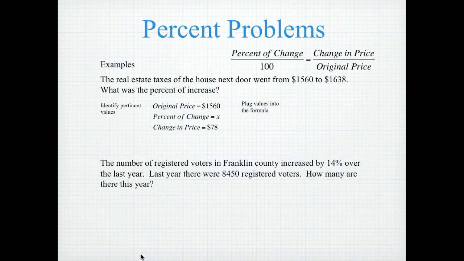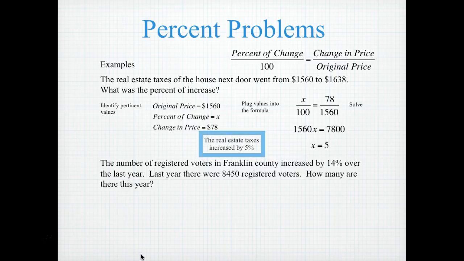Now we just need to plug these values into our formula. We end up with x over 100 is equal to 78 over 1560. Since we have a proportion, we can solve by finding the cross product, which is 1560x equal to 7800, and when we divide by 1560 to isolate x, we're left with 5. So the real estate taxes increased by 5%.